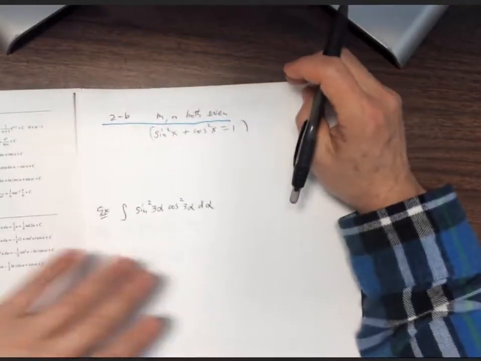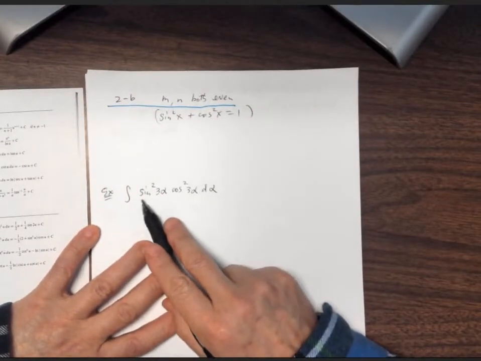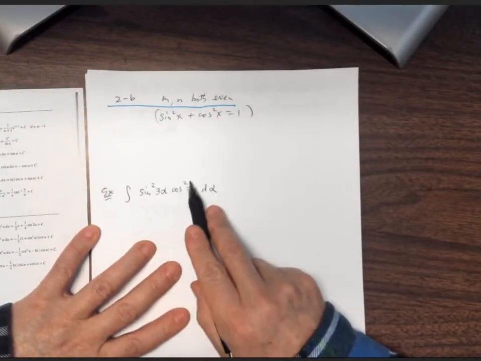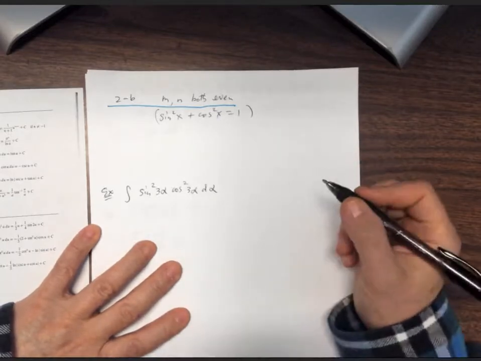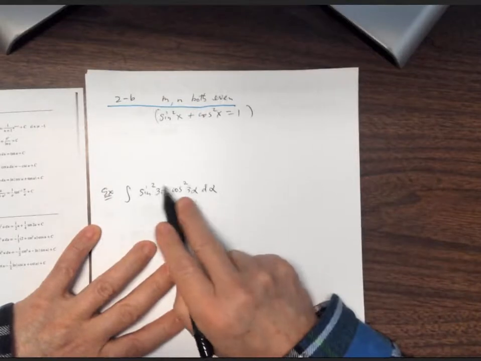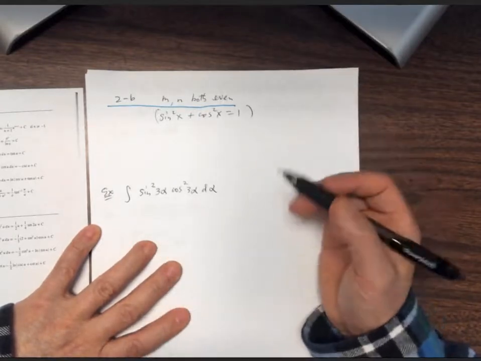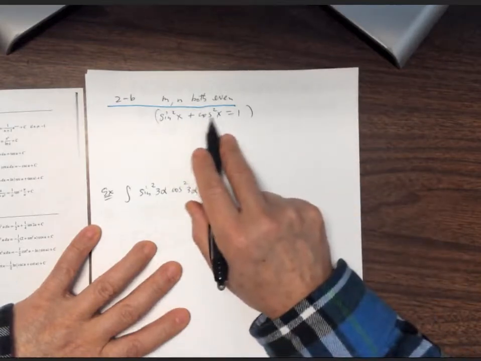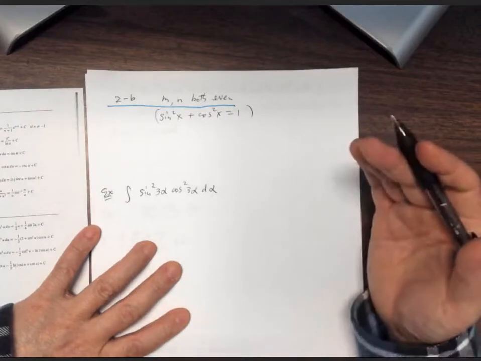Okay, let's see this example. Now we have square of sine 3 alpha, square of cosine 3 alpha. Alpha is an integration variable. Both are even. Now both are second power, so really there's no difference at all whether you want to have all cosine or all sine.